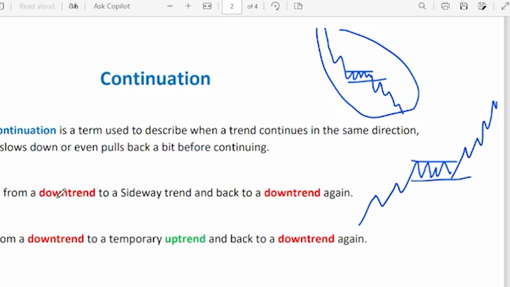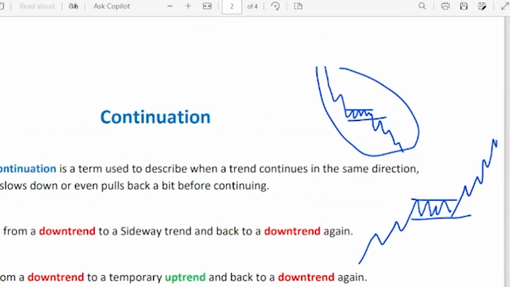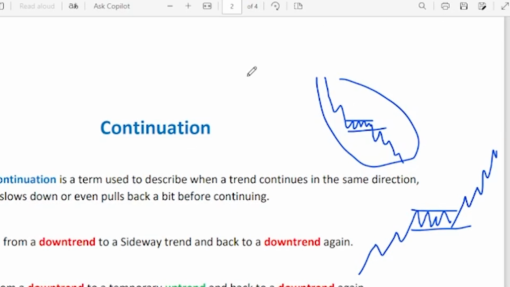For example, from the downtrend, we are moving from the downtrend to sideways, a trend to sideways trend, and then back to the downtrend again. Okay, you understand that? From the downtrend to the temporary uptrend and back to the downtrend again. Okay, we continue, as simple as that. And even from the uptrend, temporary downtrend, and we continue to the uptrend, even from the uptrend to temporarily sideways, and then we break out and continue to the uptrend.